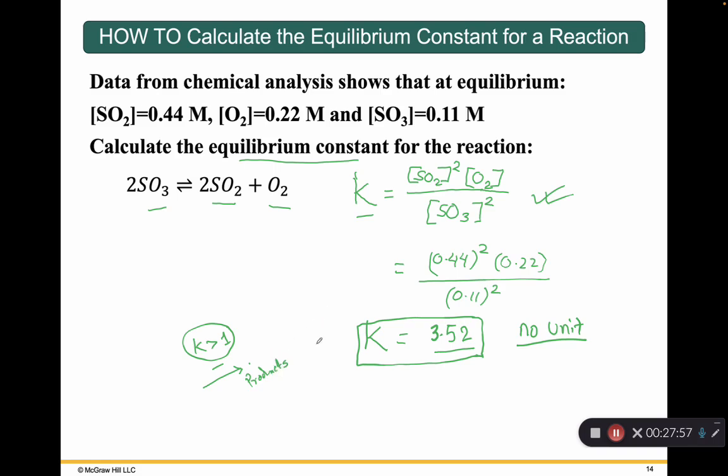So in today's class, we learned about the equilibrium. We learned about how to write the equilibrium expression. We learned what the magnitude of K tells us, and what information we can get from it. And then finally we tried a numerical problem where the concentrations of reactants and products were provided. We just plug them into the correct equilibrium expression and solve for it.